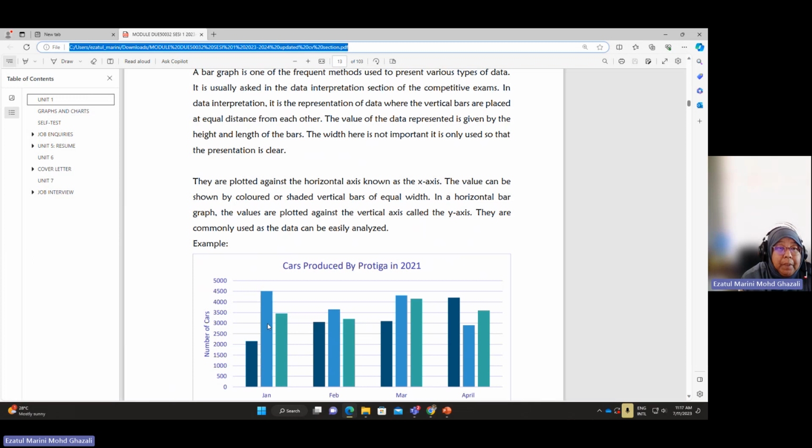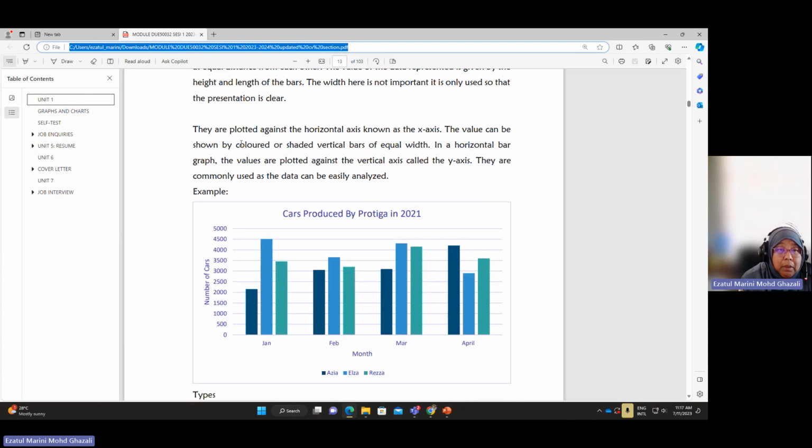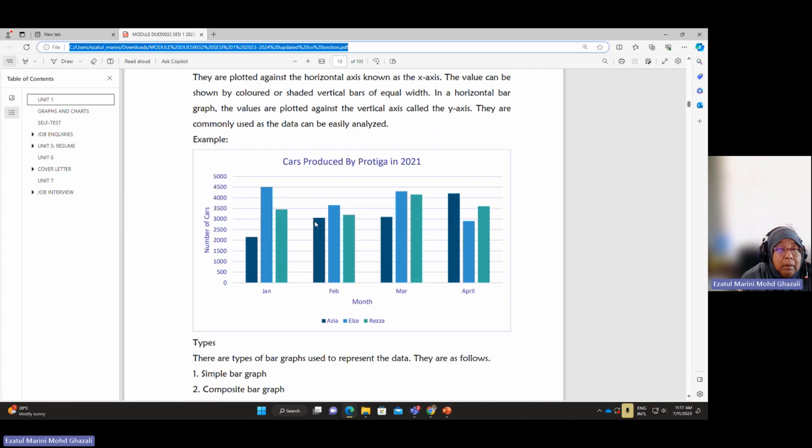All right. They are plotted against the horizontal axis, that is the x-axis, of course, and the value can be shown by colored or shaded vertical bars of equal width. And in a horizontal bar, the values are plotted against the vertical axis called the y-axis, and they are commonly used as the data can be easily analyzed.